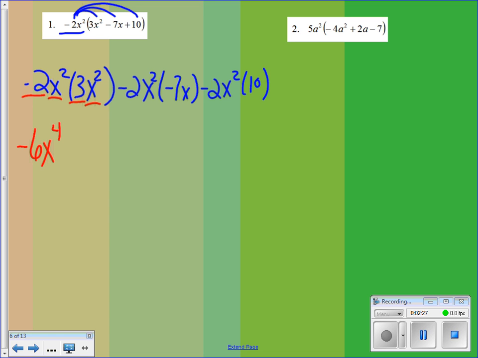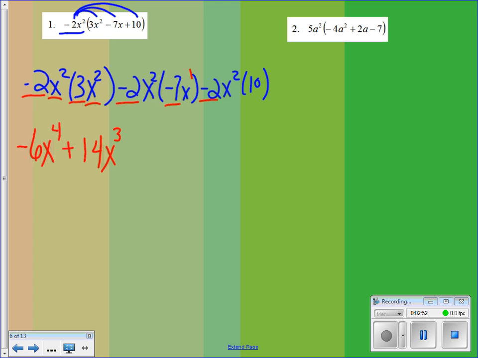Next, I'm going to look at this next term. I have negative 2 times negative 7. I am multiplying those coefficients. When I do that, it's actually going to become positive. And I'm going to get positive 14 and then x. Remember, that's the same as x to the first. So when I multiply those like bases, 2 plus 1 is going to give me 3. Remember, if I'm going too fast at any point, pause the video and take a look at what I'm doing.